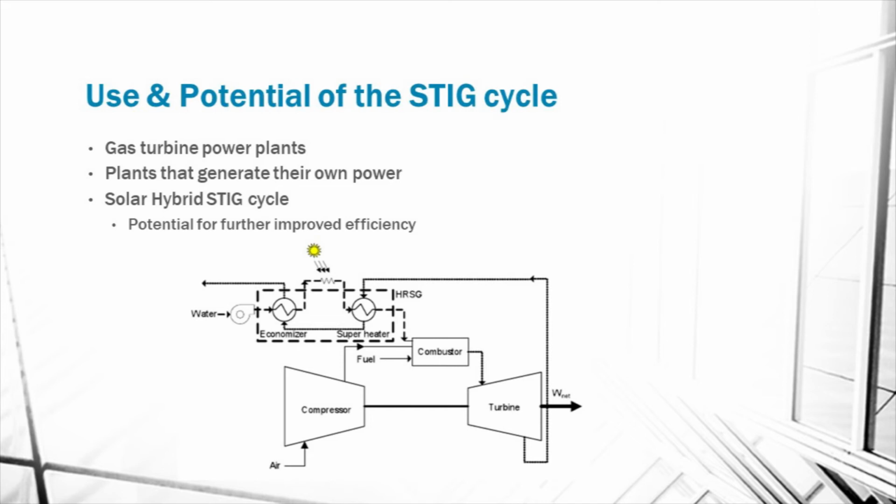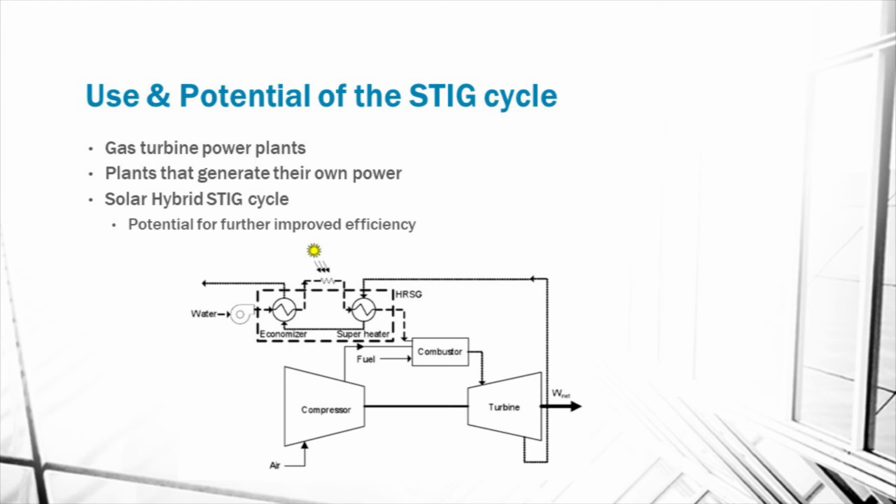So current use is often in a gas turbine power plant, where that waste heat from the exhaust would literally just be waste. So they utilize that in a HRSG to produce superheated steam and improve their efficiency. But they're also used in plants that generate their own power, whether that be because of reliability, backup power, or they have a huge power requirement, so they can make use of the steam injection to improve their efficiency and reduce costs as well.